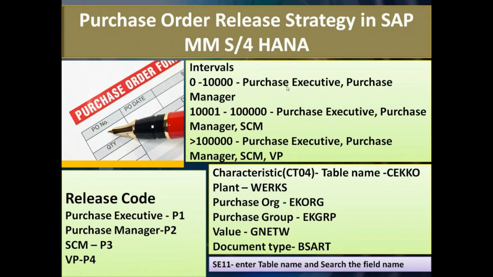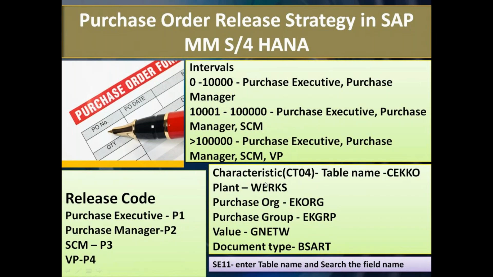Once we complete our interval discussion, we have to create the release codes. We know that these are the approvers. Now for each approver, we will create a release code. This will be a 2-digit code. This will be a unique code. It can be anything you define here. Just mention your approver, whoever will be there, and for every approver, create a release code.